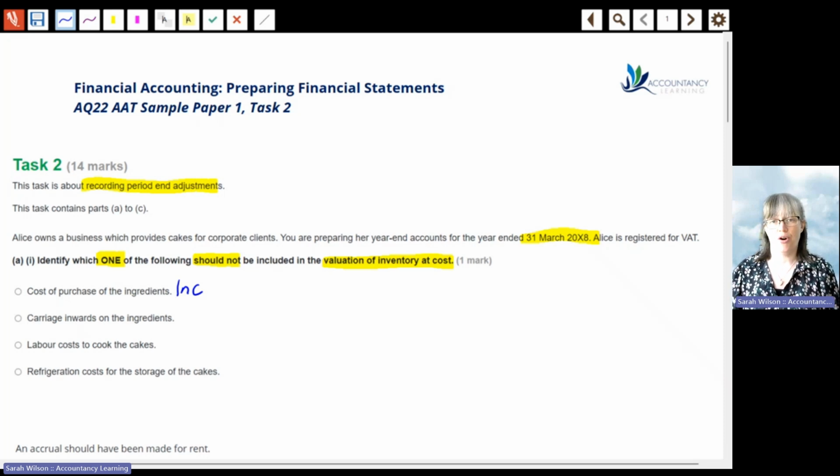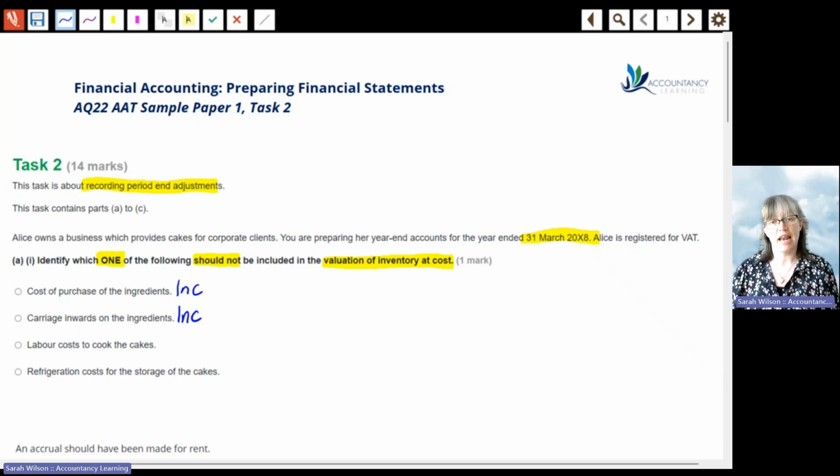Carriage inwards of the ingredients, so the delivery costs of the ingredients. Again, similarly, if we didn't have the ingredients, we wouldn't be able to make the cake. So therefore, we've got to pay delivery in order to get those ingredients to us. So we must include that as part of our valuation of inventory at cost.